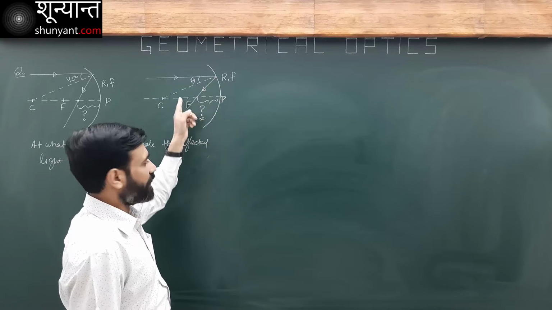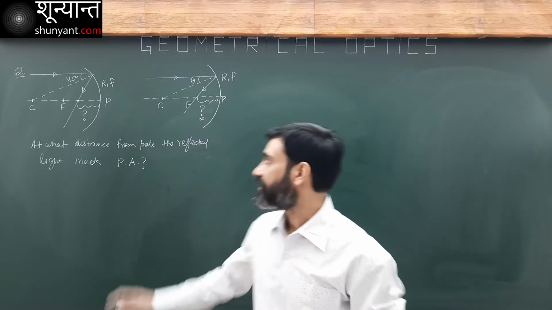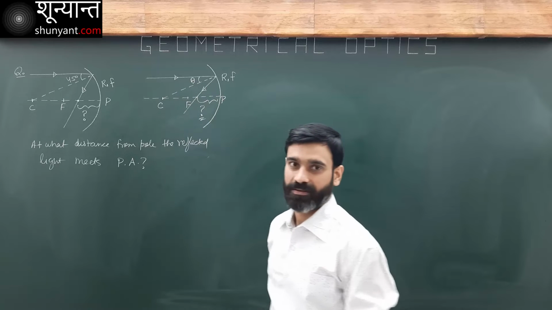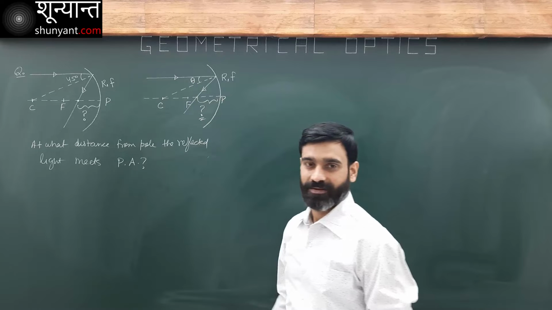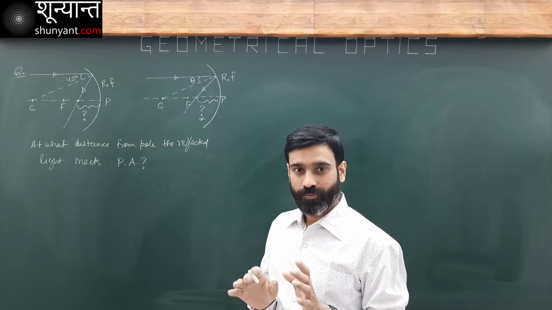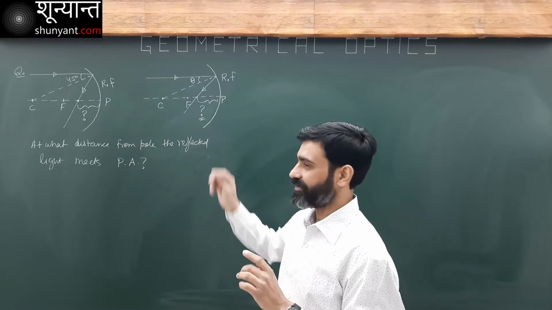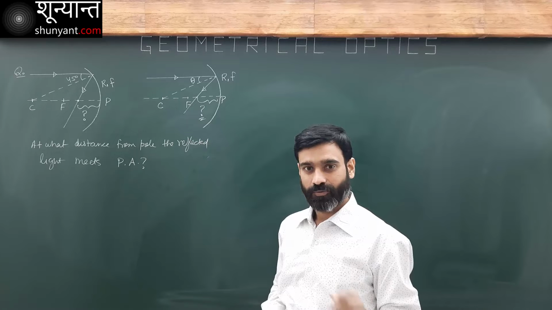Then it is going to pass through focus. But that happens only when theta is very small, when the light ray is very close to principal axis. Here it is away from principal axis. It is not going to pass through focus. Understand this very clearly. Both light rays are not going to pass through focus.